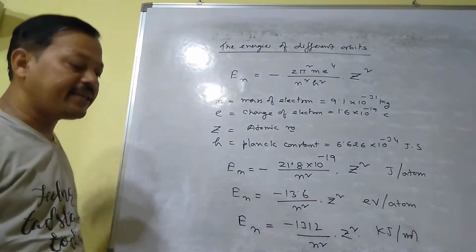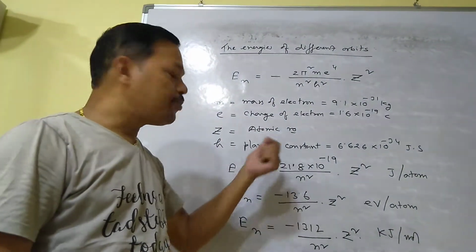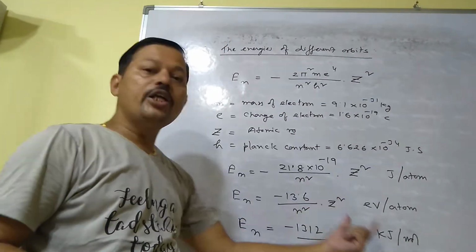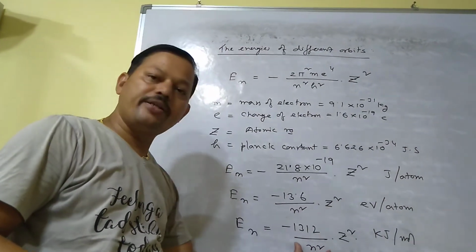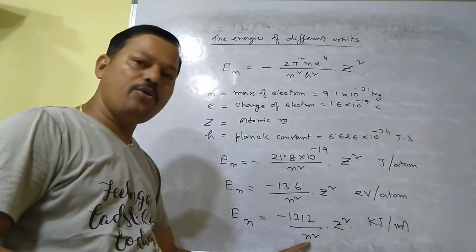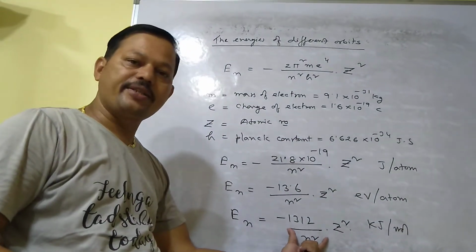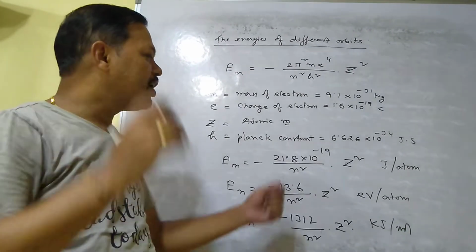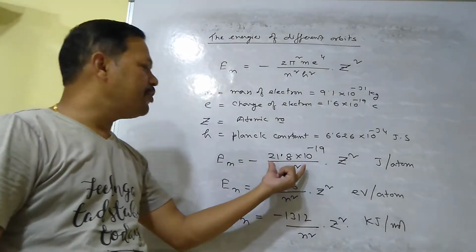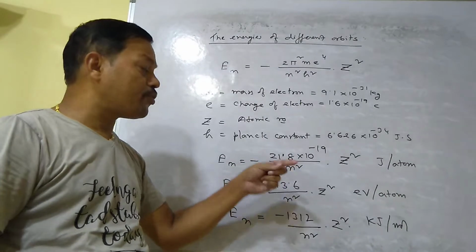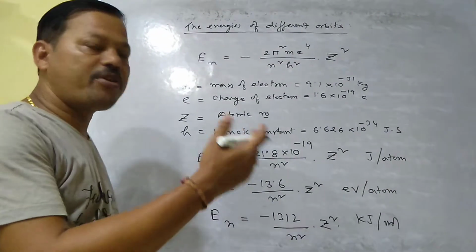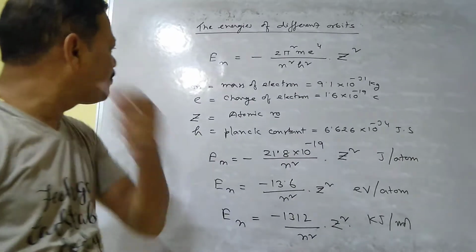That is why in exam, if the question asks to determine the energy of second orbit in kilojoule per mole, then you apply this one. Just put the n value, and directly you can find out the energy. If the question asks to determine the energy of first orbit for hydrogen in terms of joule per atom, then you can apply this equation. So that's why you have to learn all the values so that you can determine the energies of different orbits in different units.